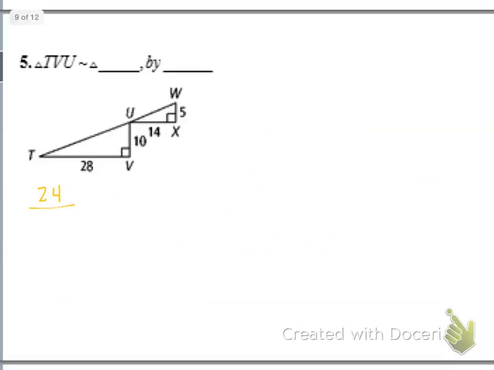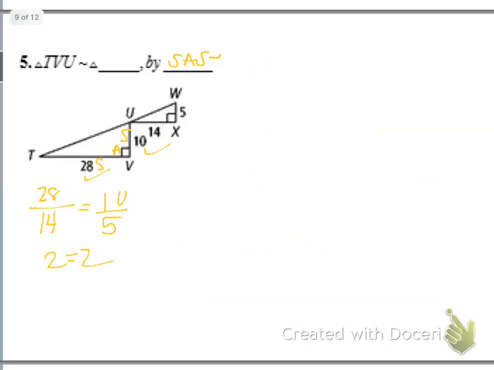So we're going to set up our proportions. 28 matches with 14. Helps if I write it. And 10 matches with 5. So if we simplify, I get 2 equals 2. Okay, so we have both of our sides being proportional. So that's a side included with the angle and the side, so we could say side angle side.